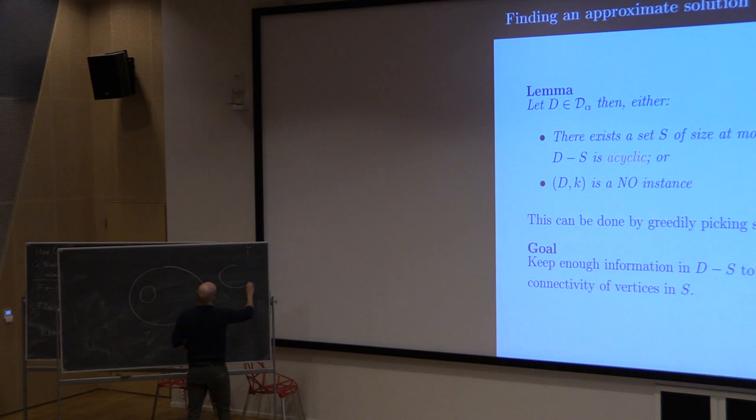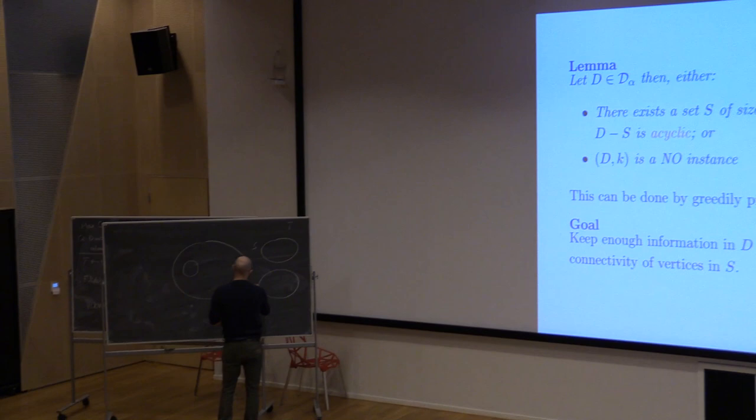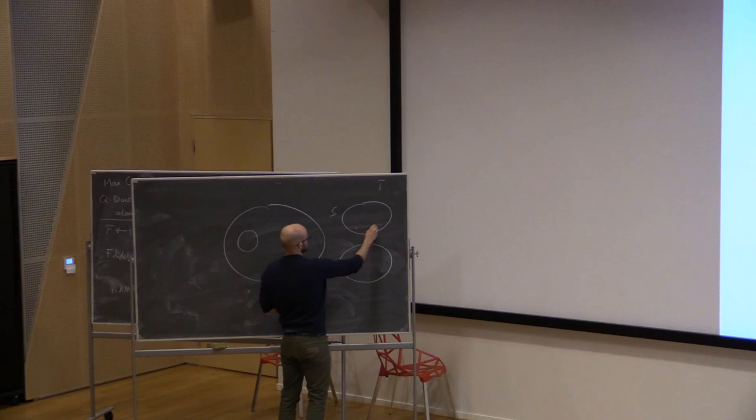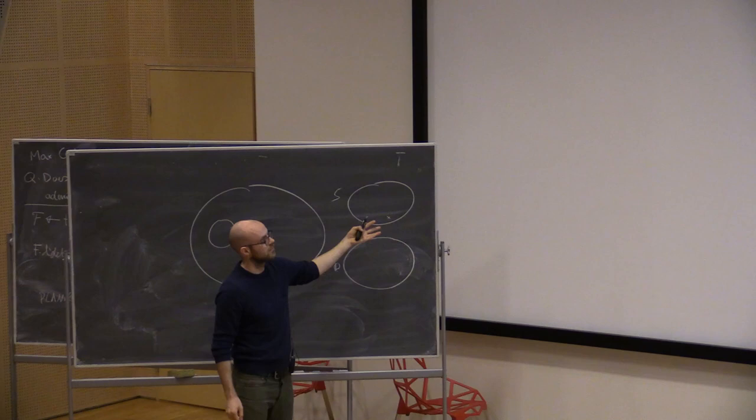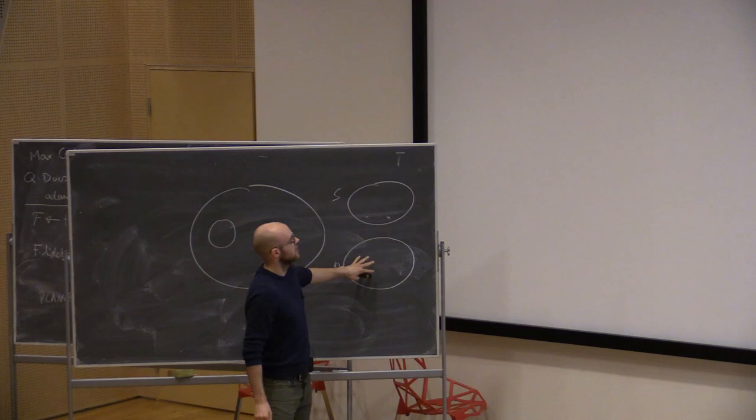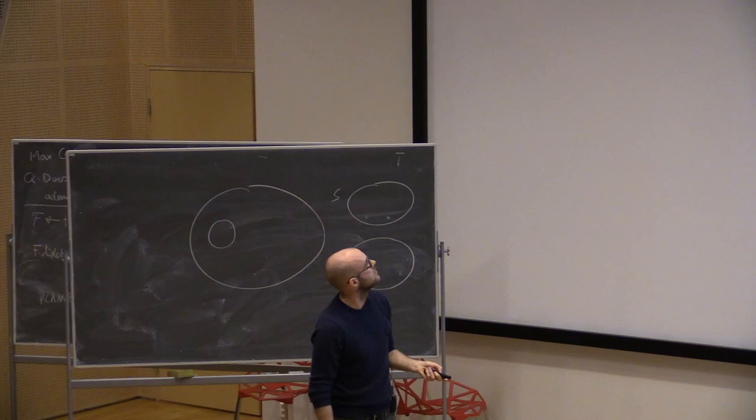and there is the rest. The way we look at this is that these vertices are only useful to connect the vertices in S, for our problem. The goal here is to keep enough information in R to understand the connectivity of these points in the general digraph. Let me be a bit more precise.